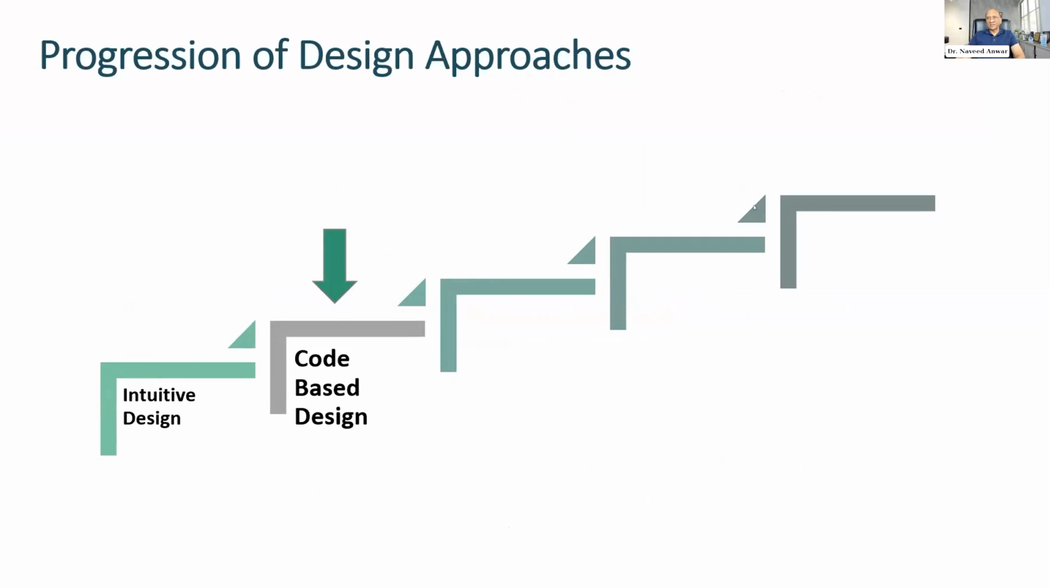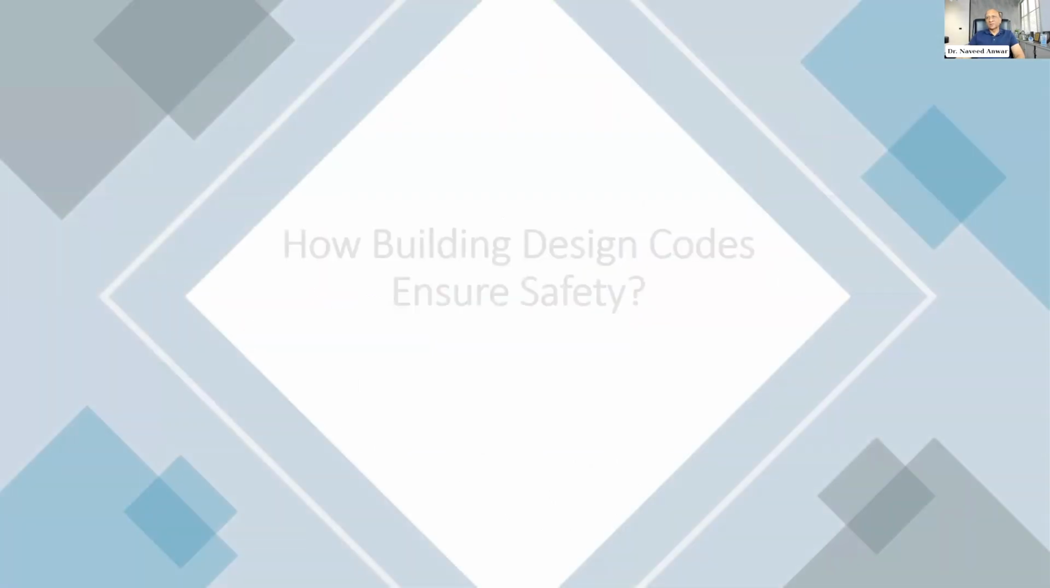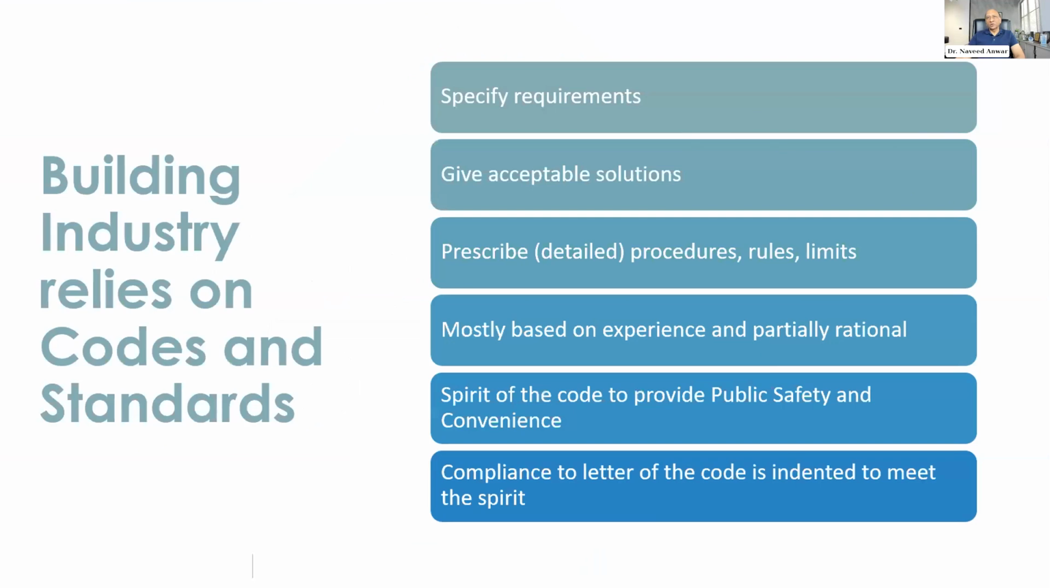And we talked about this last time quite a bit. So now the building codes ensure this through requirements, acceptable solutions, prescribed and detailed procedures, rules, and limits, mostly based on experience and some rationality. And the spirit of the code is to provide public safety, and that's what they intend to do.